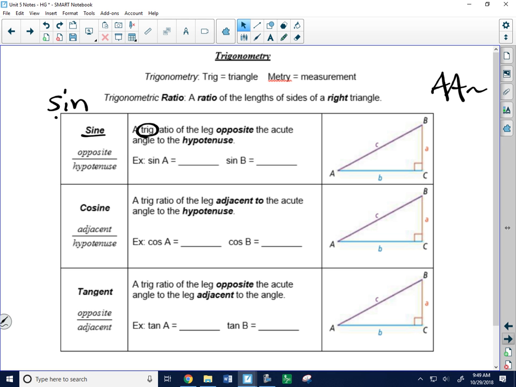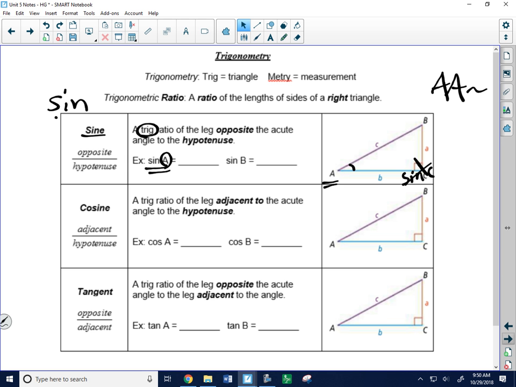The trig ratio for sine is the opposite leg to the hypotenuse. It's that ratio. Now let me explain. Let's look at this one. We read that as sine of A, not sin A. What this means is go to the angle A. For trig, you can never use the right angle. It has to be a right triangle, but you're never going to do sine of C. You're never going to do sine of the right angle.